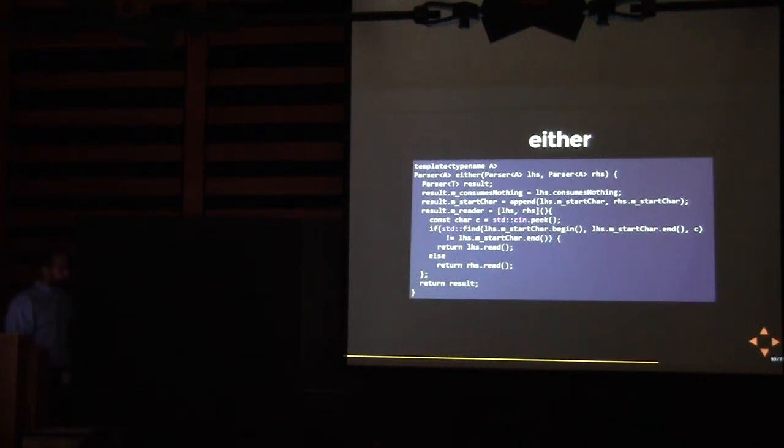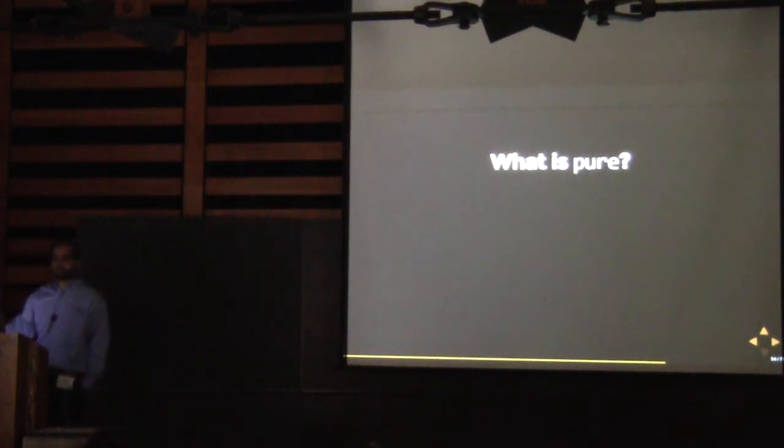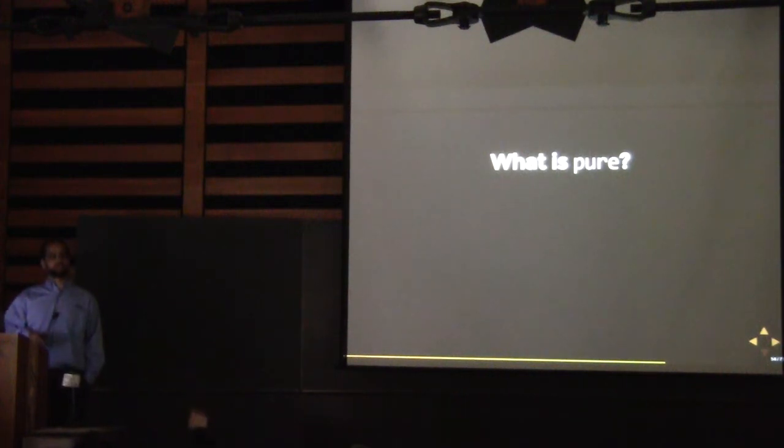But I already said that this thing is going to be an applicative functor, which means there need to be two important operations on it. The first is pure. So does anybody have an idea what pure would be for this parser data type? Anybody besides Sebastian?